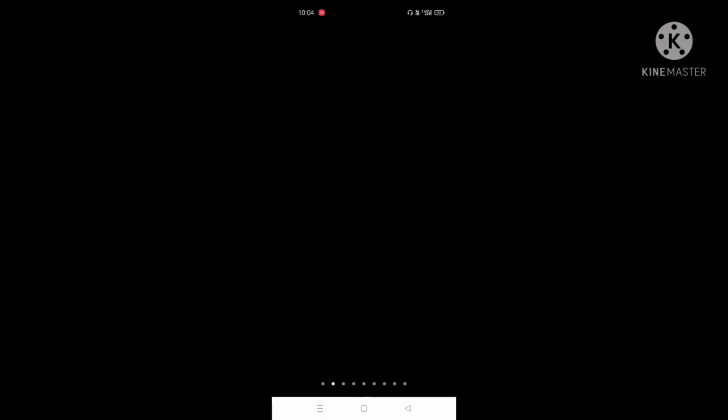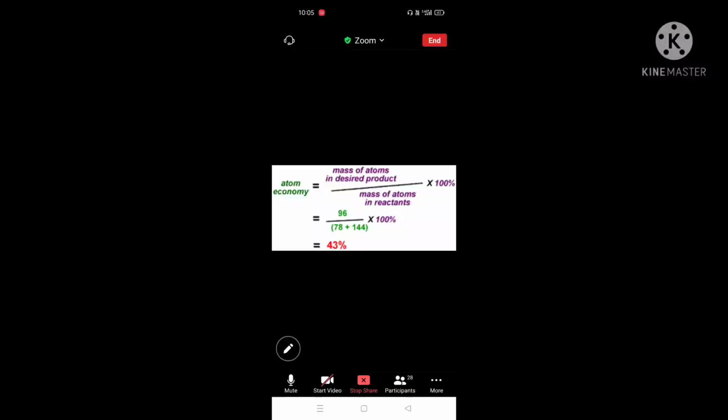So this is the equation we are using. Atom economy is equal to the mass of atoms in the desired product divided by the mass of atoms in the reactants.